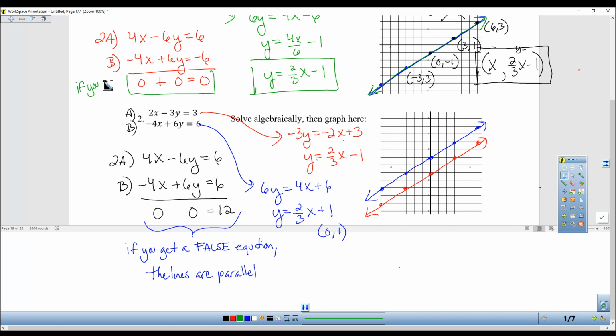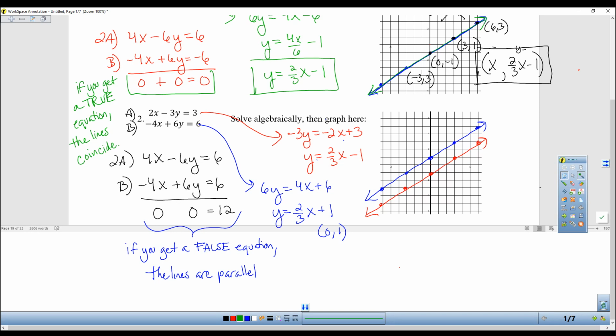If you get a true equation, the lines coincide. That's the word for when two lines are on top of each other. Coincide. It's an important word because you might not know how to spell it. Coincide.